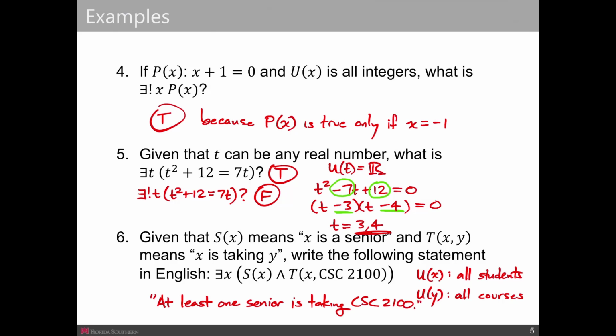In order for this English statement to be true, two things would need to be true. There needs to be a student who's a senior, and, the conjunction here, that particular student needs to be taking CSC 2100. Is this true or false? I'd have to go and check the roster, but I think for this semester, that might be false. I don't think anyone's a senior who's in the class. You can correct me if I'm wrong when I see you next.